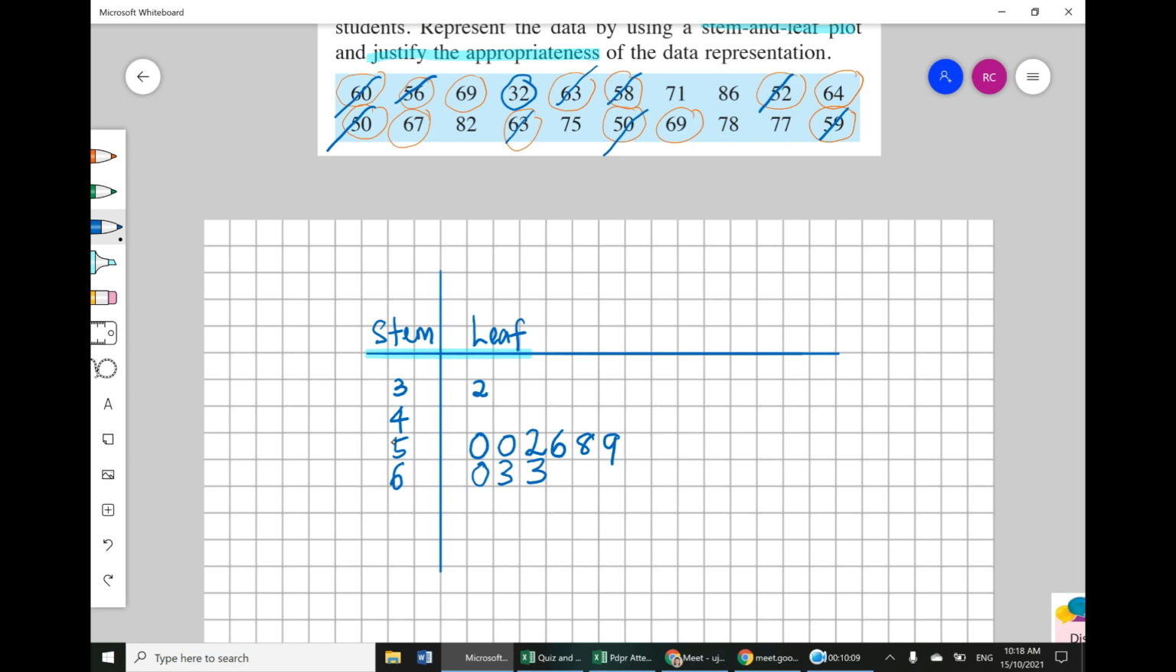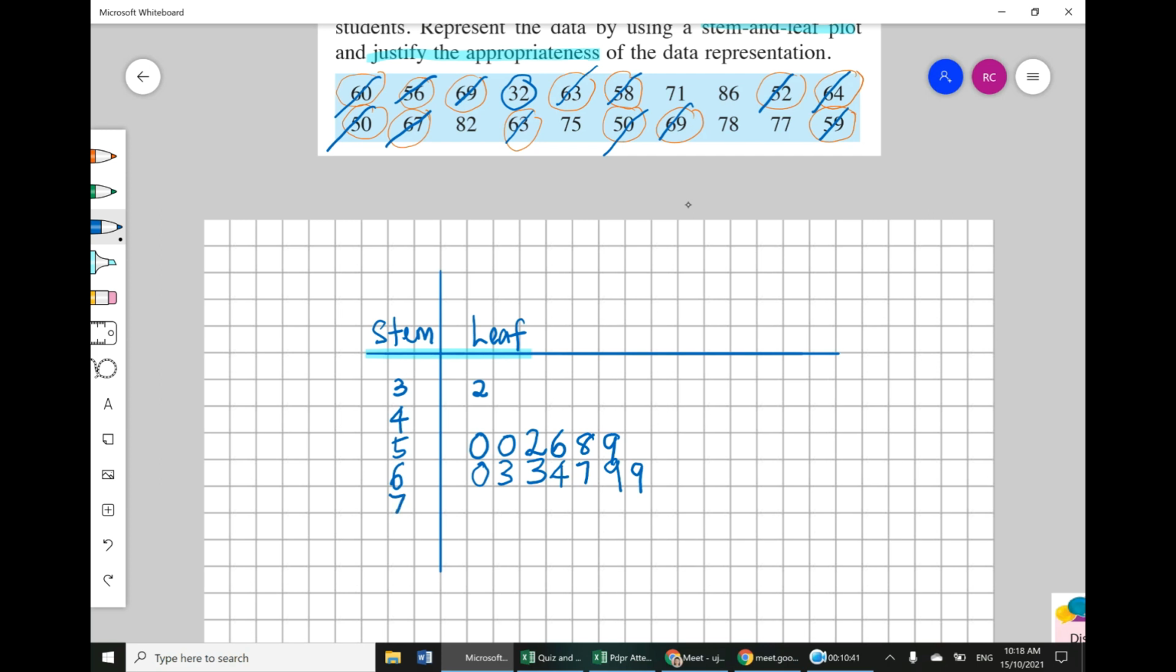So 63 is done, followed by 64. Correct. So I write down my 4. After 4 is which one? 67. Correct. So write down 7. And then 69, so I have 2, 9. I write down 2, 9 here and I cancel it, meaning that I have written it down. Okay, so after 6, it is 7 for the 7 stem.